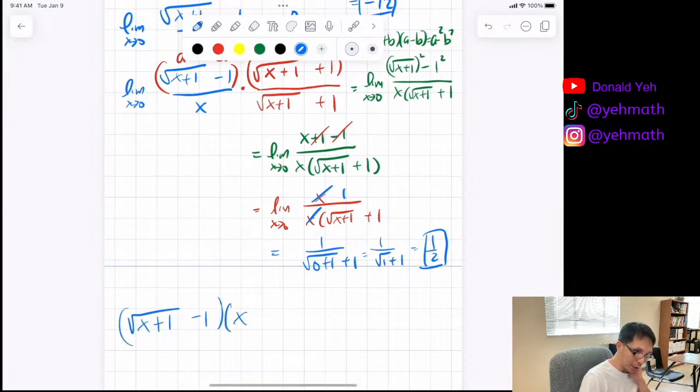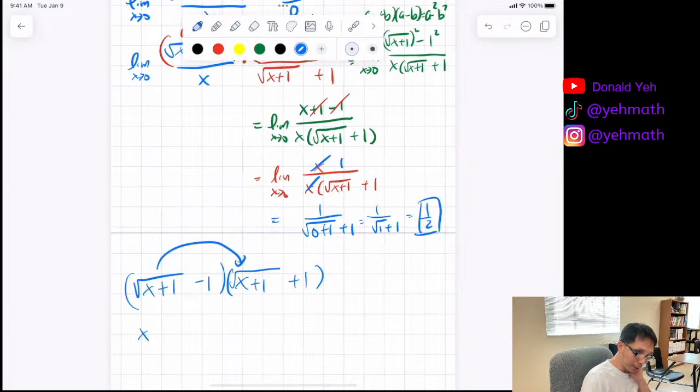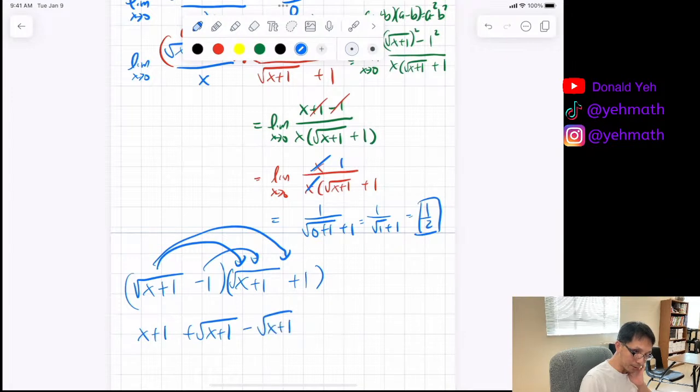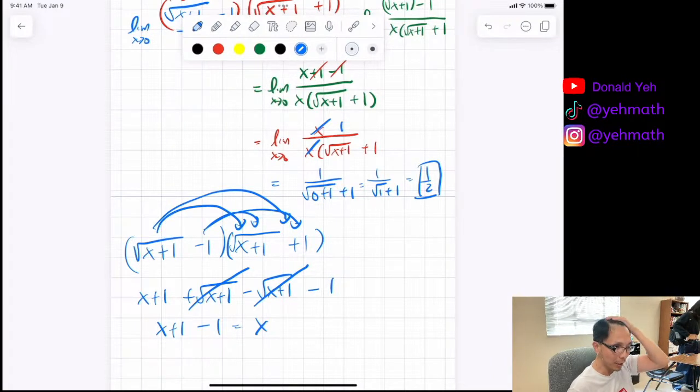So that's called conjugate, by the way. If I distribute this, I'm gonna get x plus 1, right? If I distribute this, it's gonna be plus square root x plus 1. If I distribute this, it's gonna be minus square root x plus 1. If I distribute here, it's gonna be minus 1. Those two cancel. It's gonna be x plus 1 minus 1 equal to x. So I just do it shorthand because I know the difference of squares.